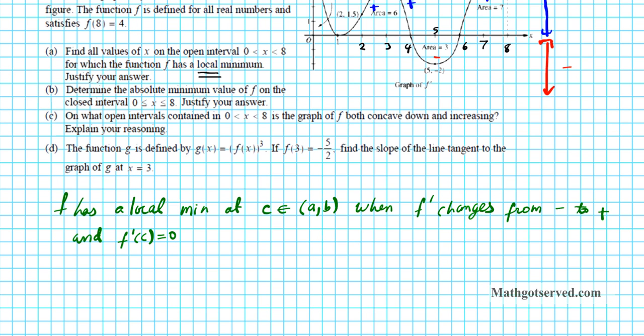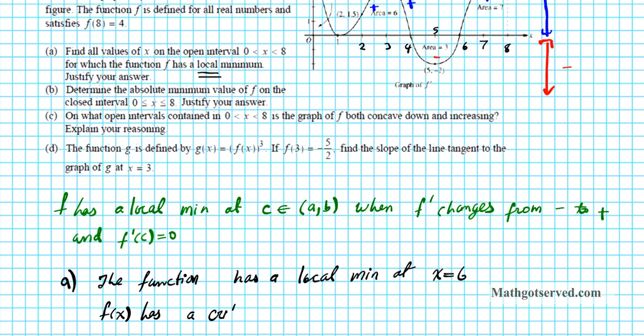Okay, so let's write down the answer to part A. So we're going to say the function has a local min at x equals 6. We're asked to justify our answer, right? Why do we know it has a local min at x equals 6? At x equals 6 because f of x has a critical point at x equals 6. That's the first condition. Or basically we can say f prime of 6 is equal to 0.